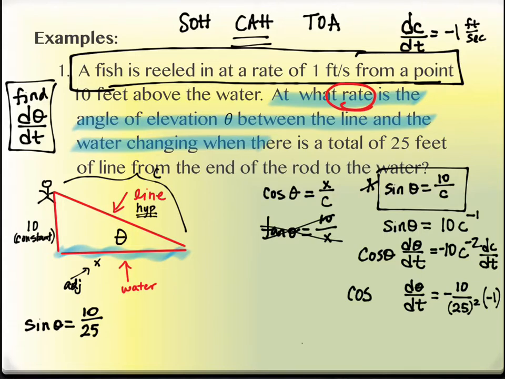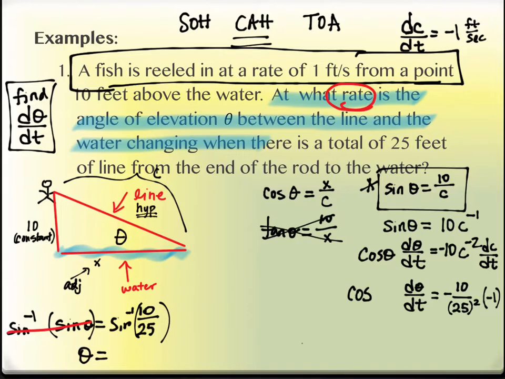Do you remember? The sine to the negative 1. Yeah, so we will do the inverse sine of both sides. So the inverse sine of 10 over 25. So these cancel, leaving me with theta. Over 25 squared? Nope, just 25. I'm using the relationship right here, not the derivative relationship. It's not about the derivative, it's about the actual relationship between the sides, like SOHCAHTOA.